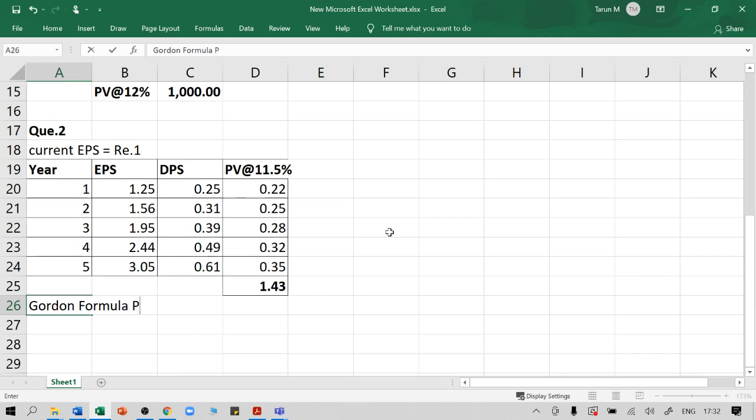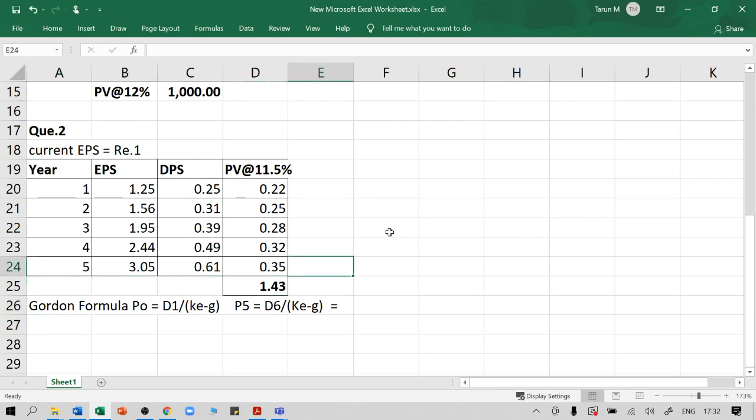The Gordon formula looks like this. P0 is equal to D1 divided by KE minus G, or instead of D1, if I take D6, then it will become P5 is equal to D6 divided by KE minus G. So first I need to calculate D6, right?